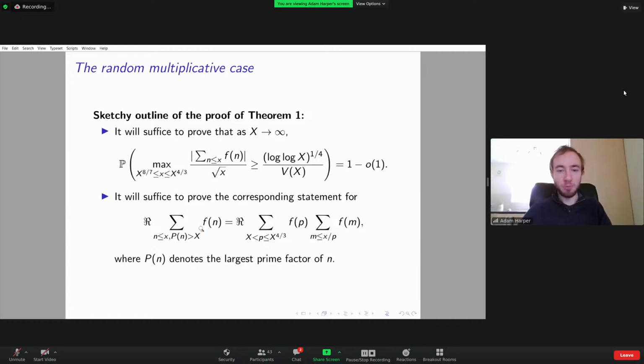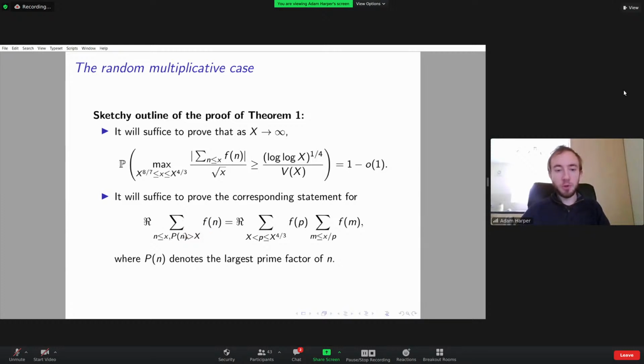And I claim that actually it will suffice to prove something like this, not for the complete sum here, but just for the sum over numbers with a fairly big prime factor. So the sum over numbers with a prime factor bigger than capital X, where capital X is the parameter. And also you can take the real part here if you want. If you're thinking of f as a Rademacher random multiplicative function, it's real valued anyway, so this is redundant. But in the Steinhaus case, it's a bit convenient here to take the real part rather than working with the whole complex value itself.